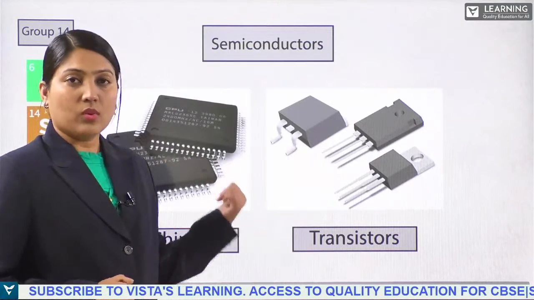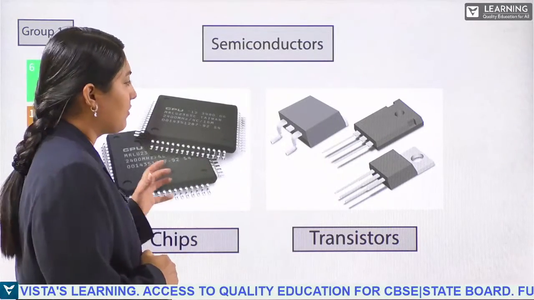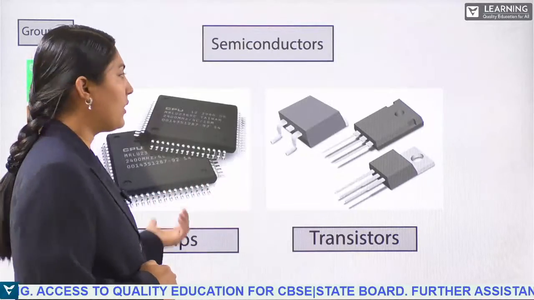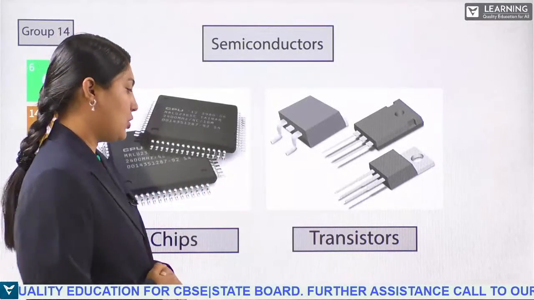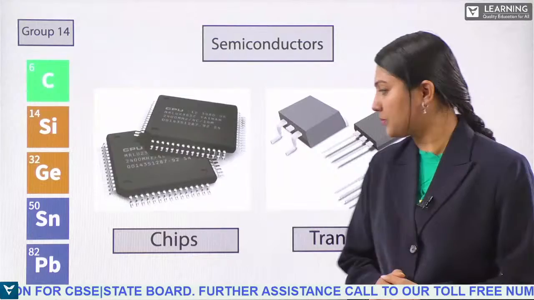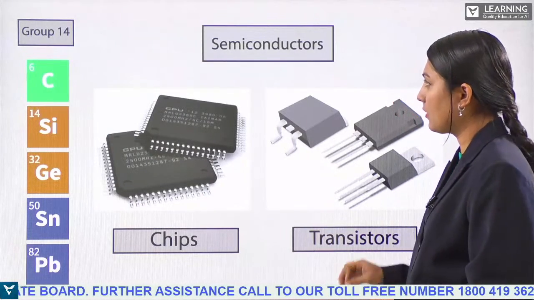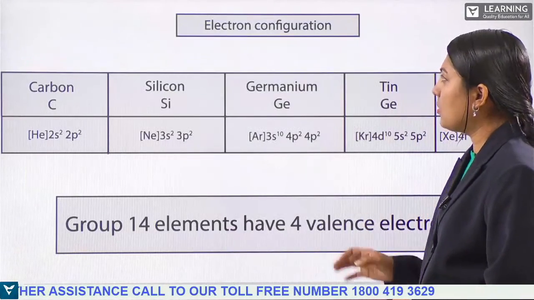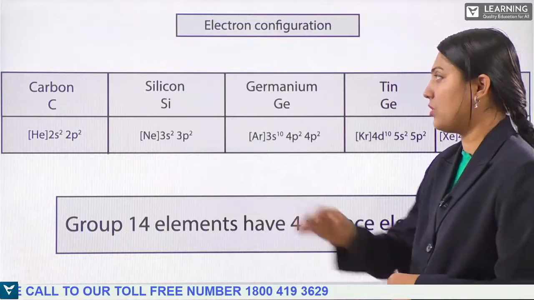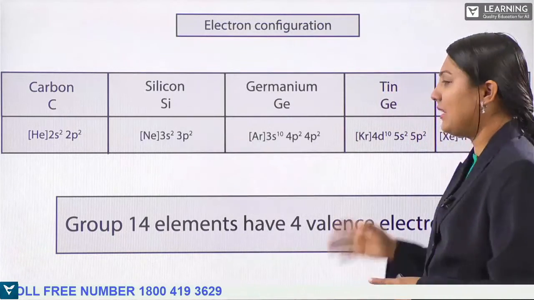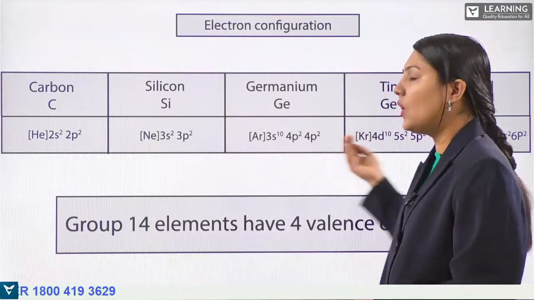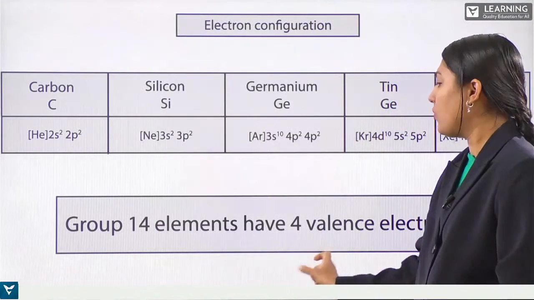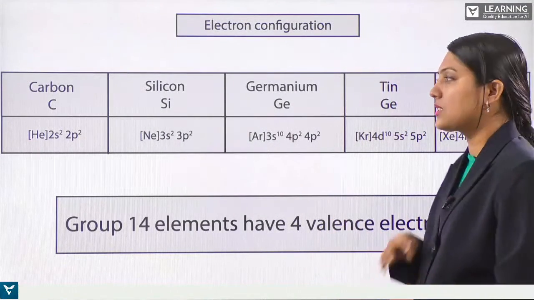So here, which are the elements which are used in transistors? We use silicon and germanium. So we can get the electronic configuration of carbon, silicon, germanium, tin and lead here. As we know, these all are 14 group elements. We have 4 valence electrons in the outermost shell.